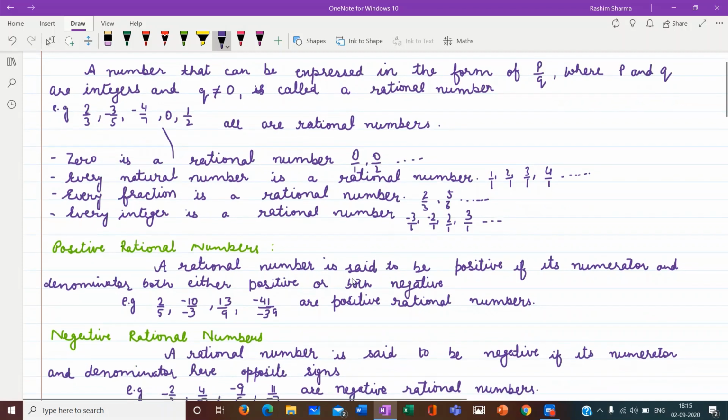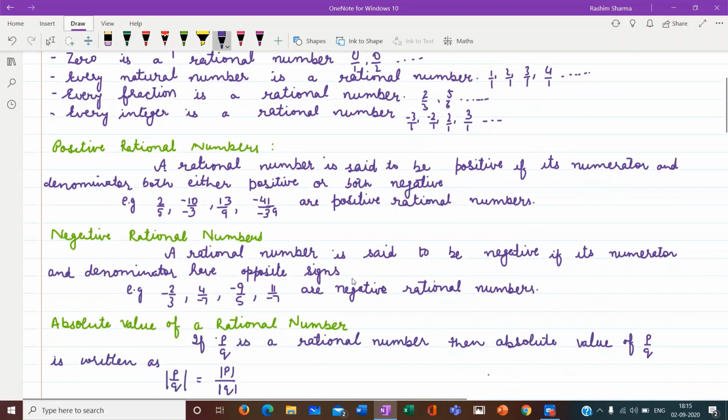Next we have positive rational numbers. A rational number is said to be positive if its numerator and denominator are both positive or both negative, meaning both have the same sign. 2 upon 5, minus 10 upon minus 3, because the negative sign cancels with the negative sign, so it will be a positive rational number. So 13 upon 9, minus 41 upon minus 39, all are examples of positive rational numbers.